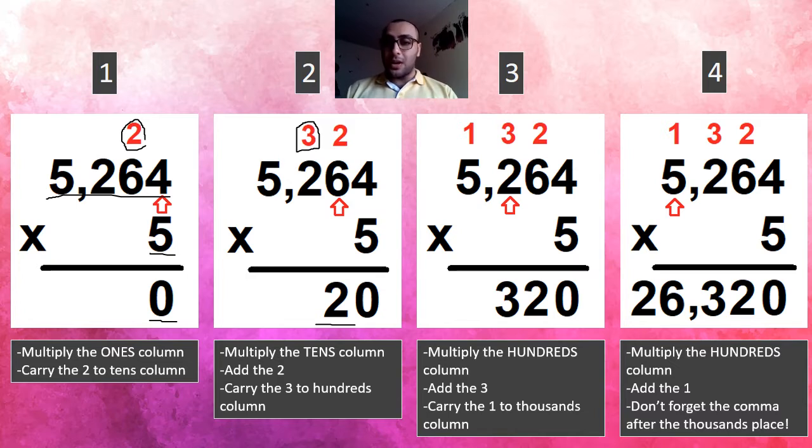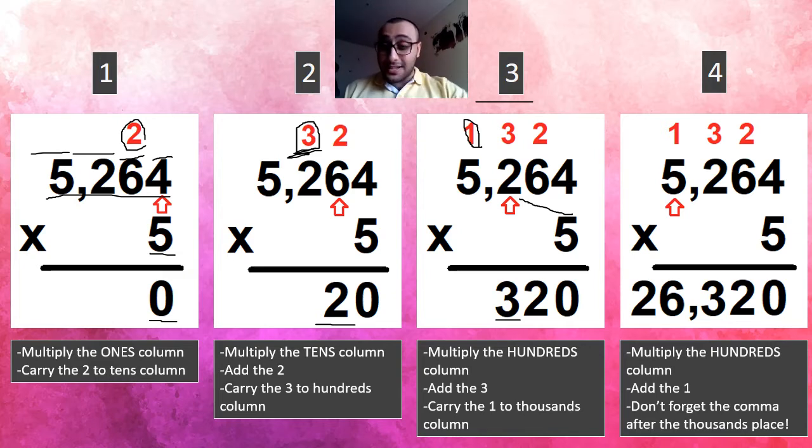Now, step 3, multiply the hundreds. So you see this is ones, tens, hundreds, and thousands. So we have to do step by step. Now we're at step number 3. So 5 times 2 is 10. Remember the little 3 we had? So 10 plus 3 is 13. We write the 3 down here and we keep the 1 in a little box up here.